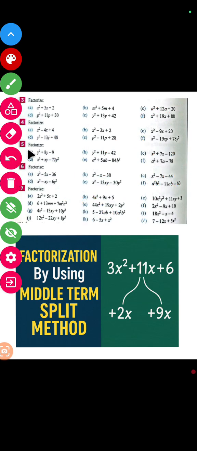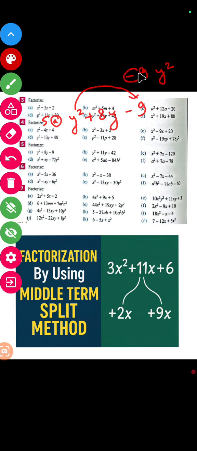Okay, let us move to question number 5 now. Question number 5, let me do question number 5a first. Question number 5a, we have y square plus 8y minus 9. Let us multiply first into last. What do you get? Plus y square and minus 9 become minus 9y square.